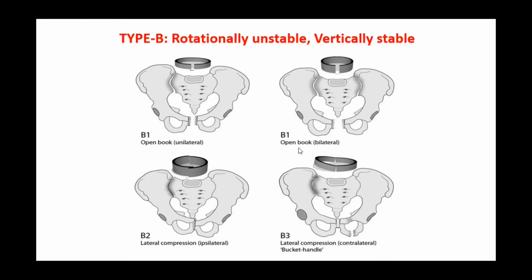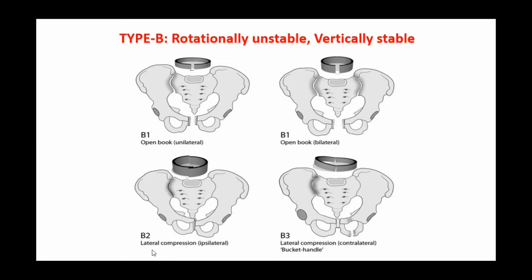Now in B1, open book bilateral type, there is an external rotation on both the sides. It is a bilateral injury, so both the sacroiliac joints are affected. Along with that, there is an injury in the region of the pubic symphysis, and the gap is more compared to the B1 unilateral side. See the opening here in the ring, it is more compared to this side of the ring.